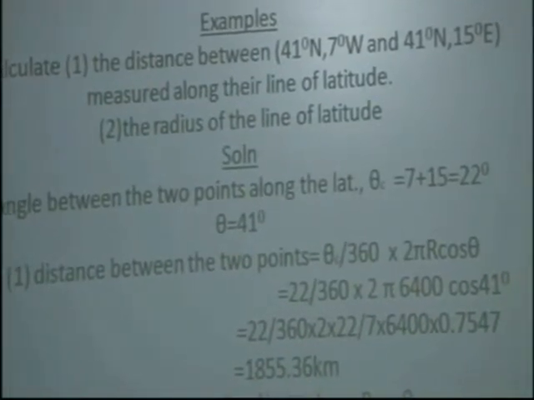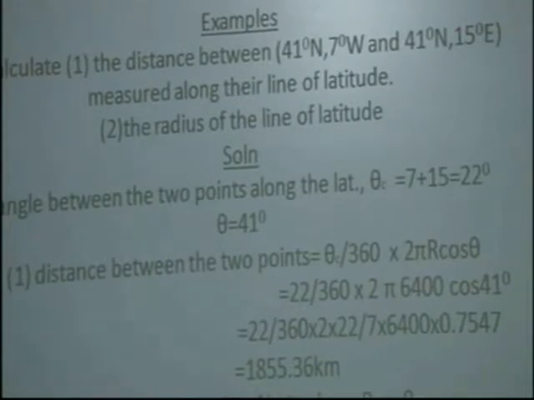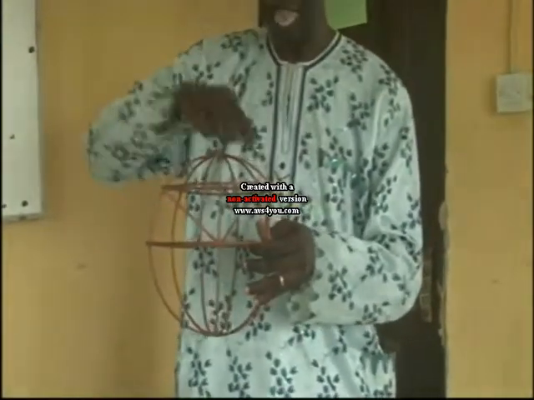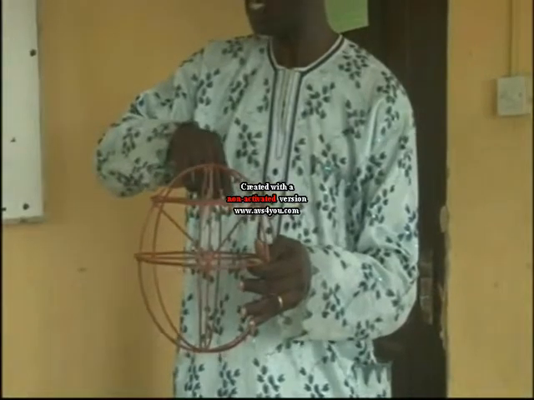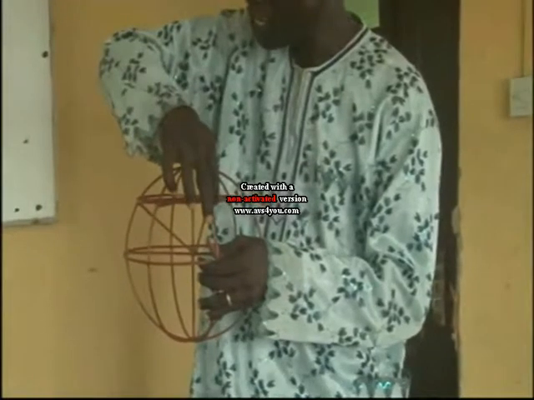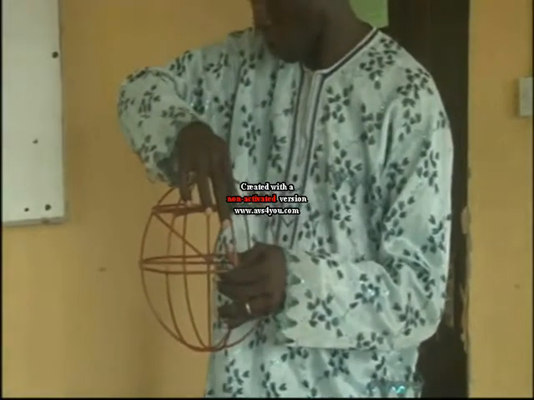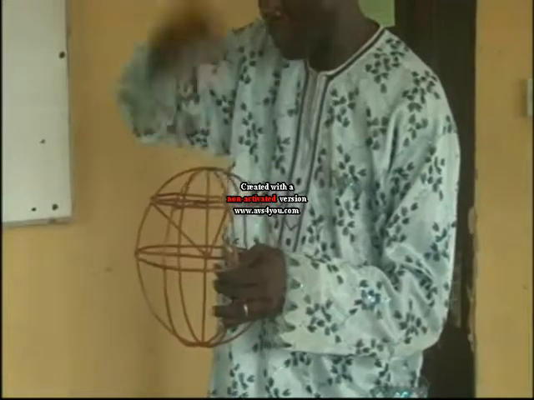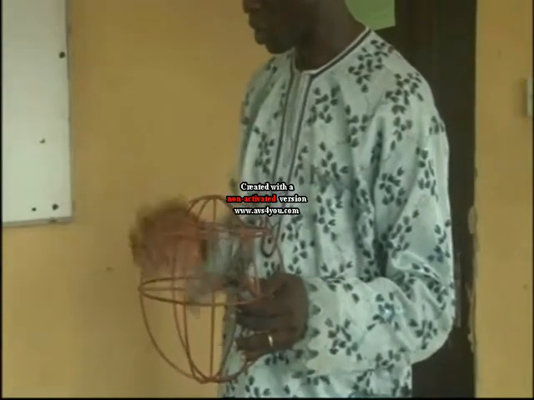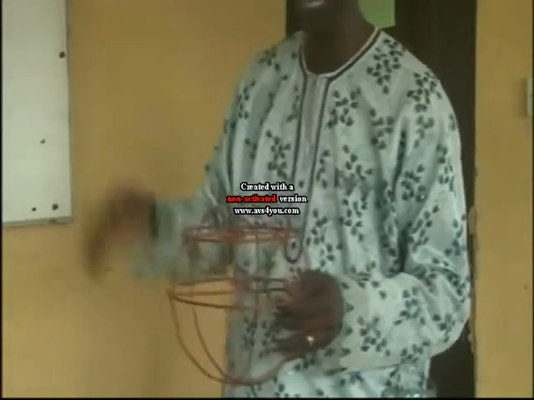Calculate the distance between 41 degrees north, 7 degrees west and another point. The combination of latitude and longitude is used to determine a place. If this longitude is 20 degrees east and this latitude is, say, 60 degrees north, this point is 20 degrees east, 60 degrees north. The combination determines this place. A place on the same latitude is not on the same longitude, so you can easily use that to locate different points.